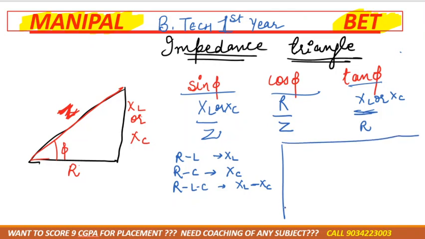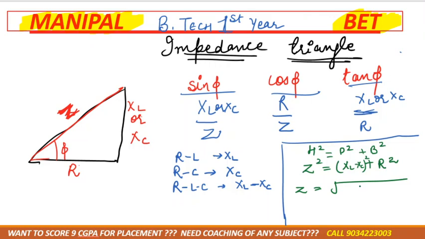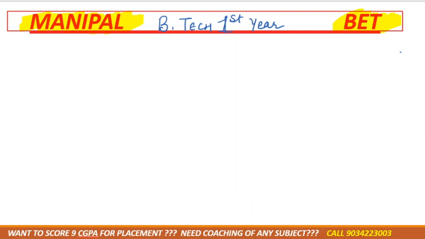Another thing, you need to apply the Pythagoras theorem. You know, h square is equal to p square plus b square, right? Hypotenuse square equals perpendicular square plus base square. The base is resistance square, and this one would be (XL minus XC) whole square. Can we say that Z is equal to root of R square plus (XL minus XC) whole square? If there is a combination of RLC, then we'll take the combination of XL minus XC. Okay, clear?